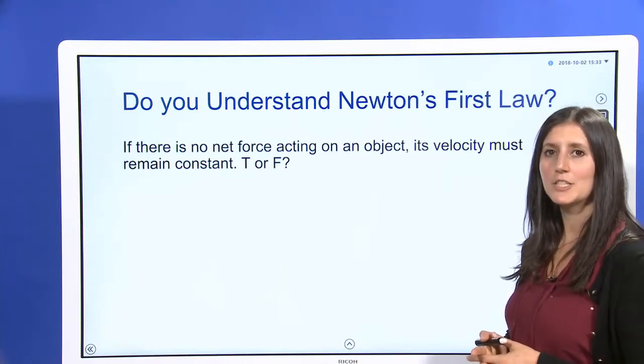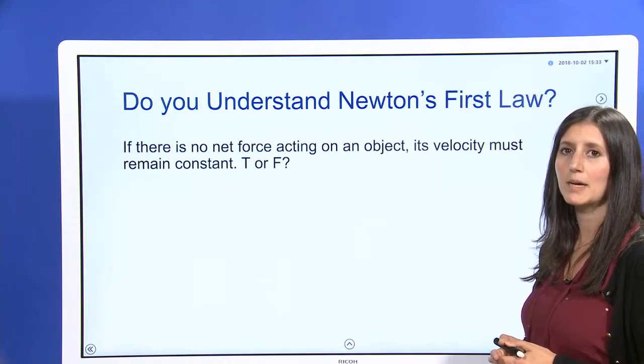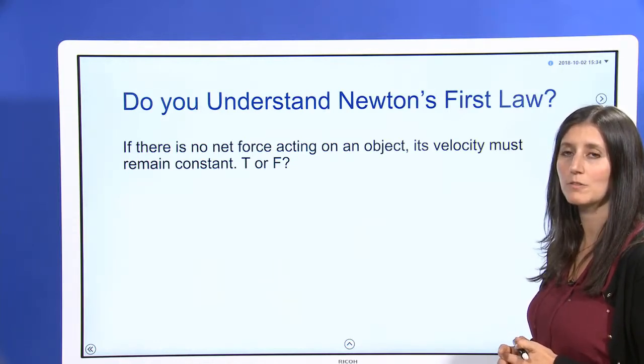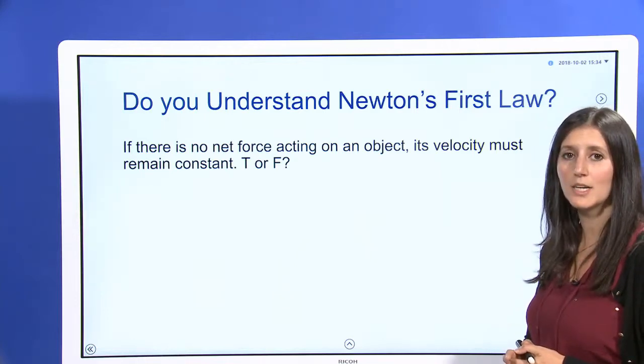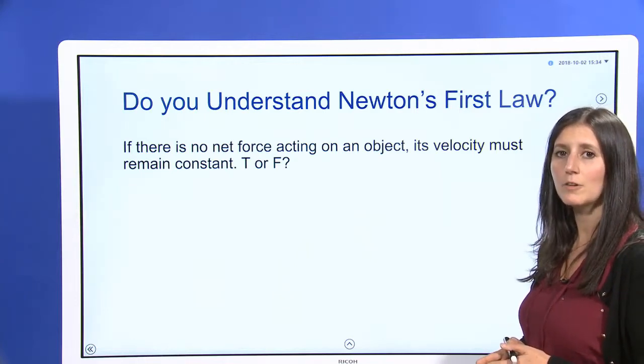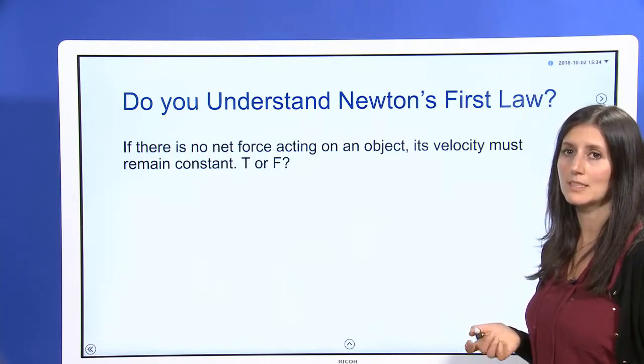Okay, so your net force is 0, which means all your forces cancel each other out and balance out. Next question. If there is no net force acting on an object, its velocity must remain constant. True or false? Okay, so if there's no net force acting on the object, again, all of the forces are balanced out, so its velocity must be constant. That's correct.